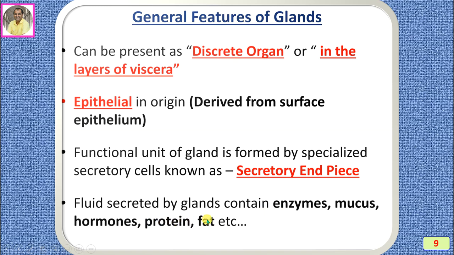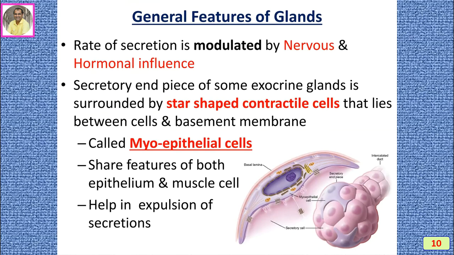For example, snake venom is secreted from a special organ, from its teeth, etc. So these are all exocrine glands. It is a special type of salivary gland of a snake. The general features of glands are that the rate of secretion is modulated by both nerves and hormonal influence, and the secretory piece of some exocrine glands is surrounded by star-shaped contractile cells.